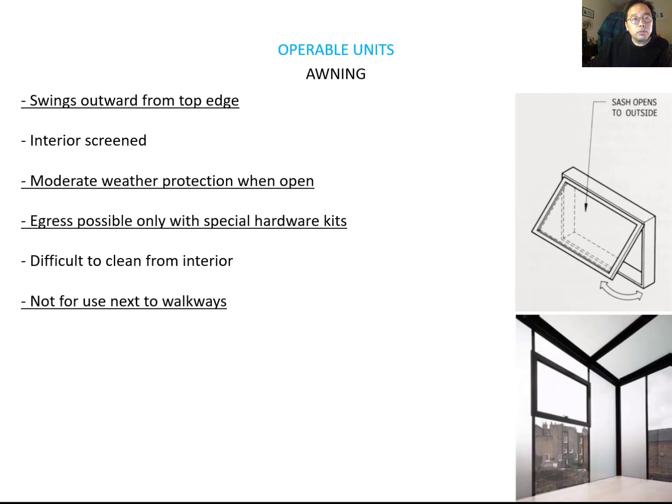The awning window hinge is located at the top part. The hinge is at the top, and the window opens outward like this. It always opens outside from the inside, and it gives moderate weather protection when open. So when you open it, you can be protected from the rain and snow.